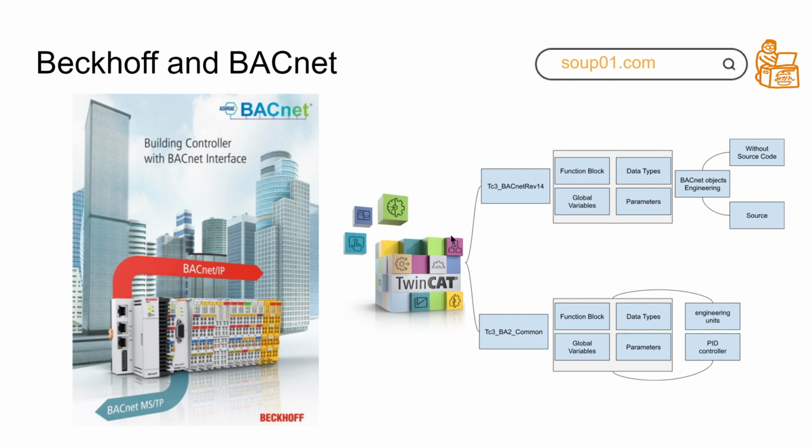For TwinCAT, in BACnet, they provide two types of library. The first library is TCV_TACnet REV14. It is a library that provides some function blocks, data types, global variables, and parameters for you to implement the BACnet object engineer. And for this one, they have two versions. They have source code or without source code.